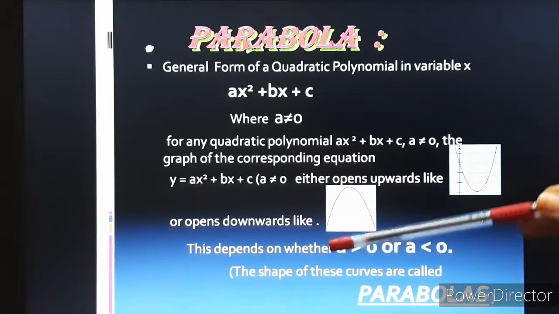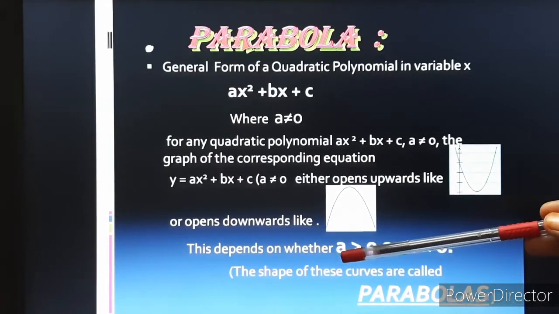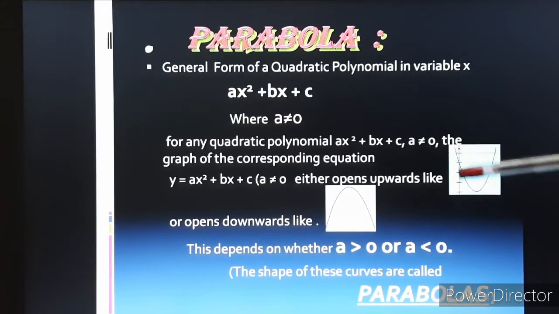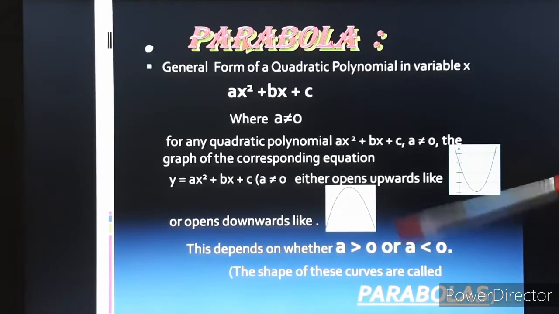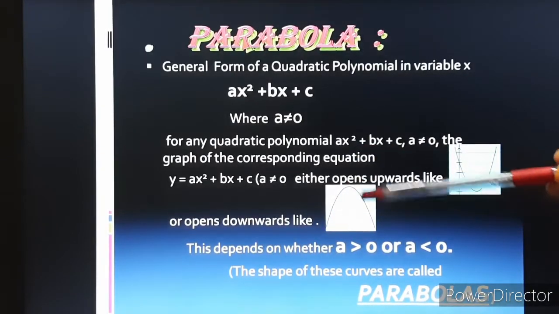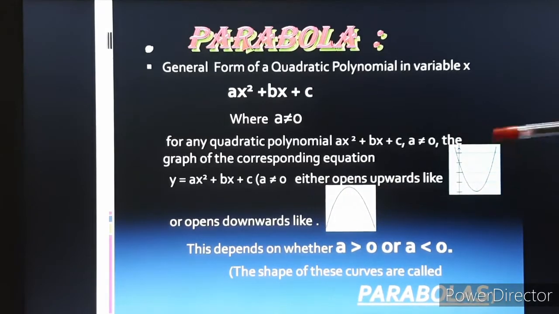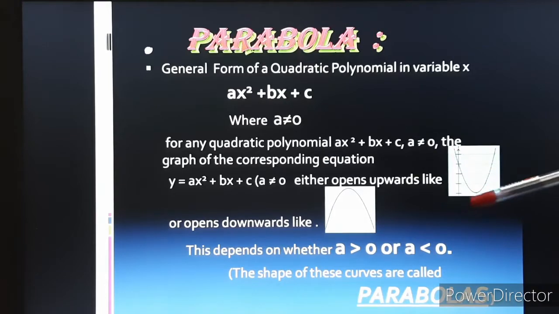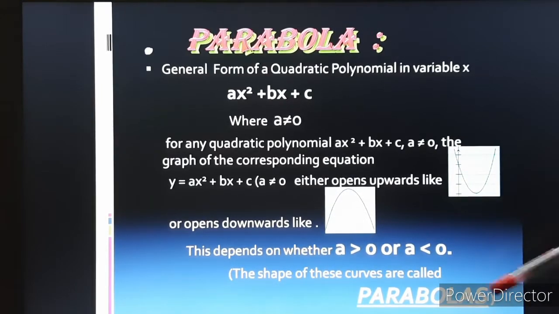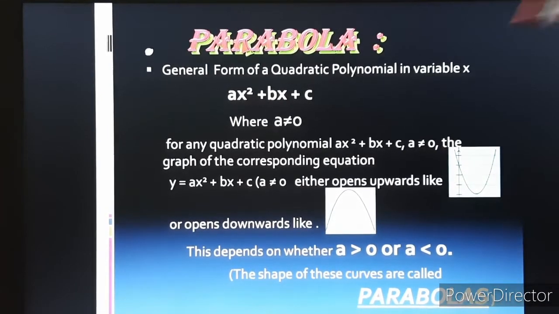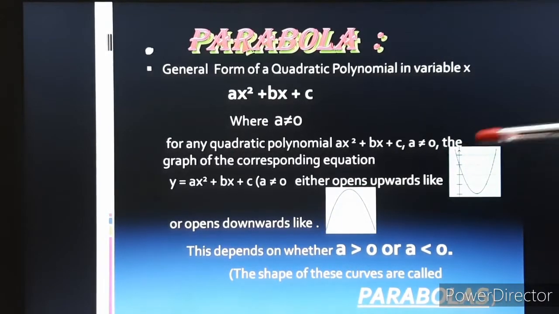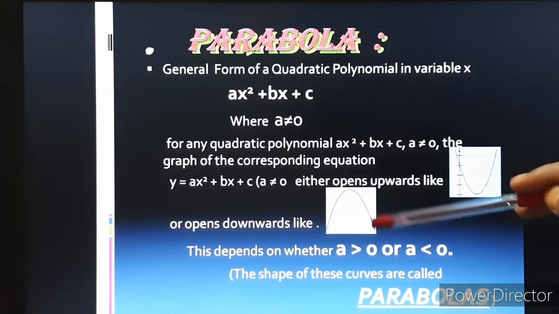If a is greater than 0, the parabola, this graph, will open upward. If a is negative, this graph opens downward. This is the graph, right? Can you observe the U shape? This curve is called a parabola. For a quadratic polynomial, we will get 2 types of graphs, one opening upwards, one opening downwards.